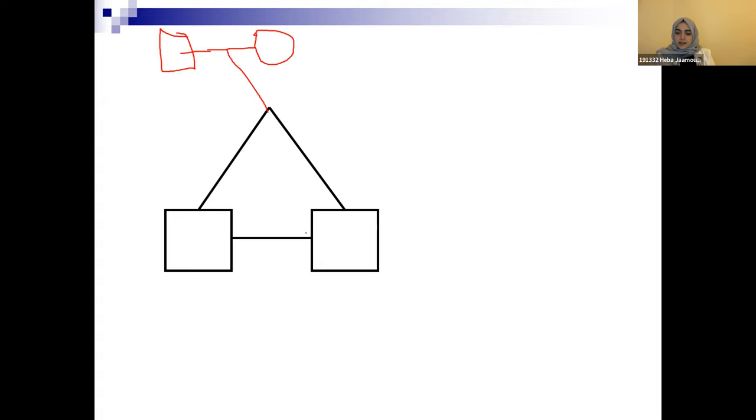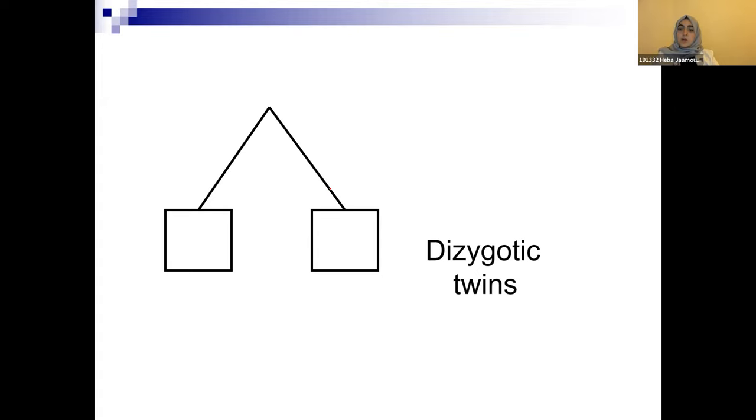So why are they connected here? Does this mean that they're identical or non-identical twins? What do you guys think? Identical, because they have a line. Another name for identical twins is monozygotic twins, because they come from the same zygote. Okay. So monozygotic twins indicate a twin pregnancy, with the two diagonal lines indicating twins, okay? If it's this way, this indicates dizygotic twins, or in other words, non-identical twins, because they come from two different zygotes, okay?